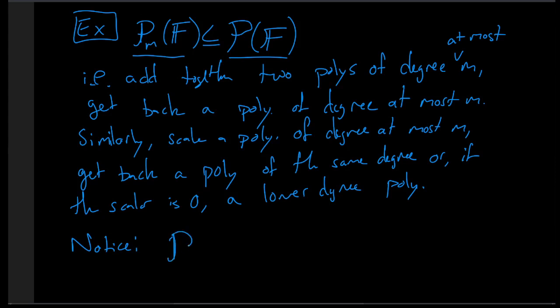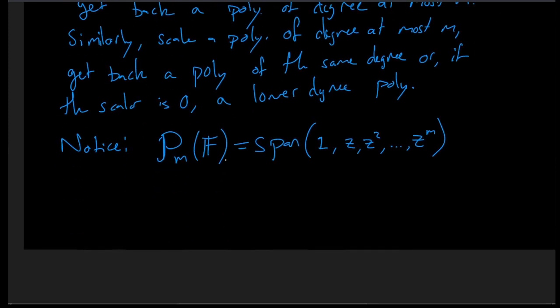So notice, I should make that like scripty. Pm of f is equal to the span of the polynomial functions, which I'll write in the following way: 1, the constant polynomial function, the polynomial function z, the polynomial function z squared, all the way up to z to the m, where I'm being maybe a little bit loose right here. If m is equal to 0, then this would be only the span of the constant polynomial. If it's equal to 1, then it would just be 1 and z. If it's equal to 2, it would be 1, z and z squared. You get exactly what I mean.